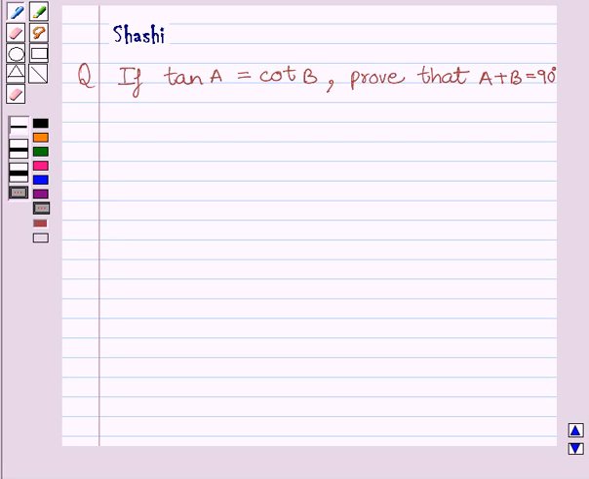Let us discuss the following question. Question says, if tan A is equal to cot B, prove that A plus B is equal to 90 degrees.